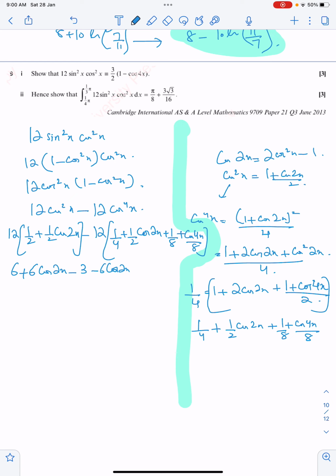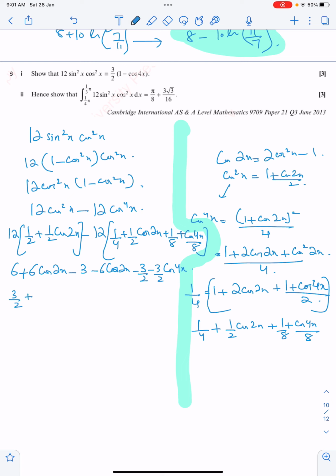Minus 3 upon 2, minus 3 upon 2 cos of 4x. This is what I have already. I'm going to just take the constants into consideration. 6, 3 and negative 3 upon 2. 6 minus 3 is 3. 3 minus 3 upon 2 is 3 upon 2 only. So I'm writing 3 upon 2 here.